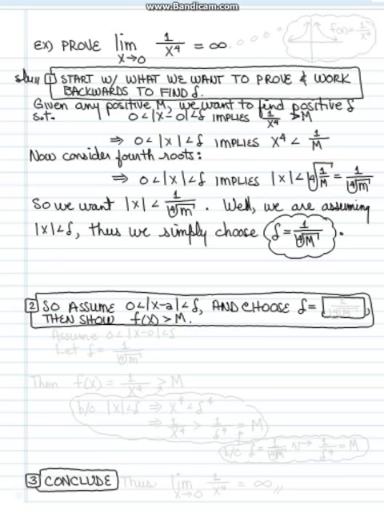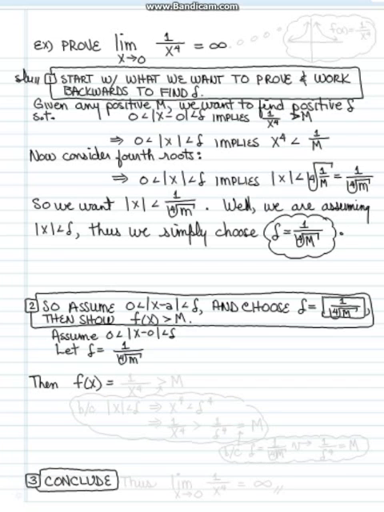Step 2 says, okay, we're going to assume that 0 less than absolute value of x minus a less than delta, and we're going to choose delta, as we have above, 1 over the fourth root of m, and show that f of x is greater than m. That's all we have to show. So assume 0 is less than the absolute value of x minus 0 is less than delta, and let delta equal 1 over the fourth root of m. Then let's do the proof.